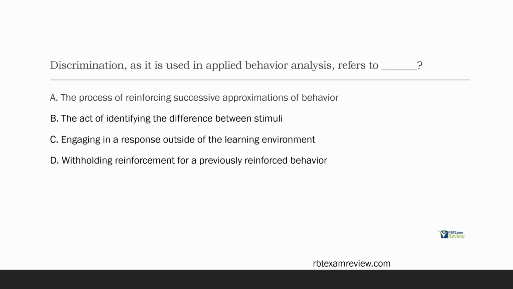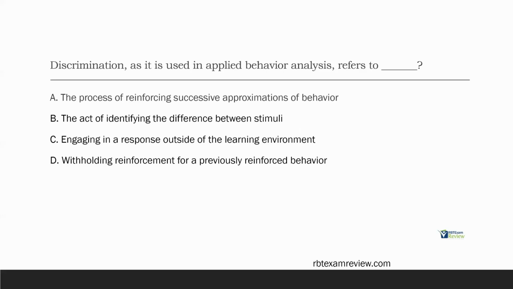B, the act of identifying the difference between stimuli. Well, discrimination is exactly that. If you need to identify red and there's a red crayon and a blue crayon, you're going to identify the difference between those stimuli and then pick the red crayon. That is the definition of discrimination. So B is our answer, but we always want to read all of our answer choices, especially when we're practicing. We want to know why the other answers are wrong. That's going to make you a better test taker.